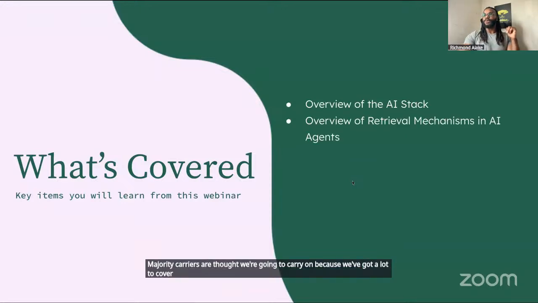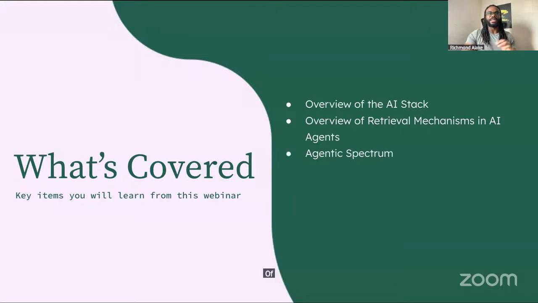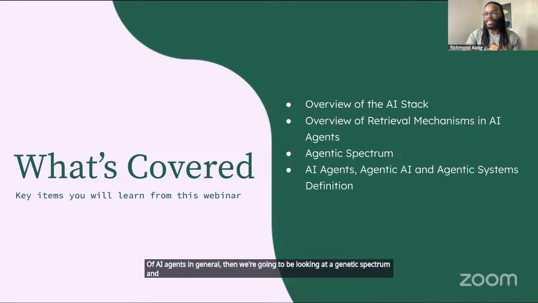Thank you, chat. So we're gonna be looking at an overview of retrieval mechanisms in AI agents, and because retrieval mechanism is the foundation of AI agents in general, then we're gonna be looking at the agentic spectrum and what is agentic, what can be considered agentic.